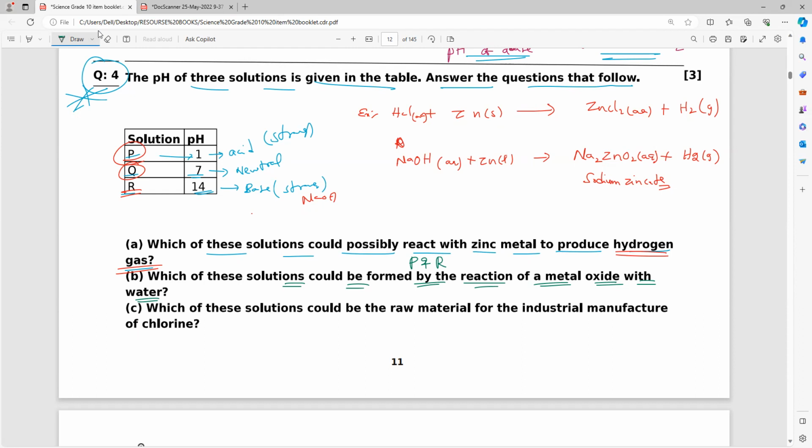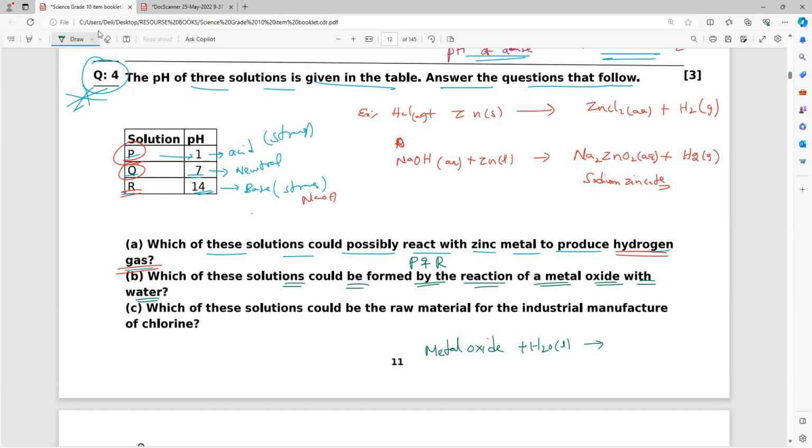Check it, everybody. I want a complete equation, a full standard equation. Which of these solutions could be formed by the reaction of metal oxide with water? Verify and tell me. Metal oxide reacting with water. Water means H2O. Such a question it is, but still we are not able to say what item.